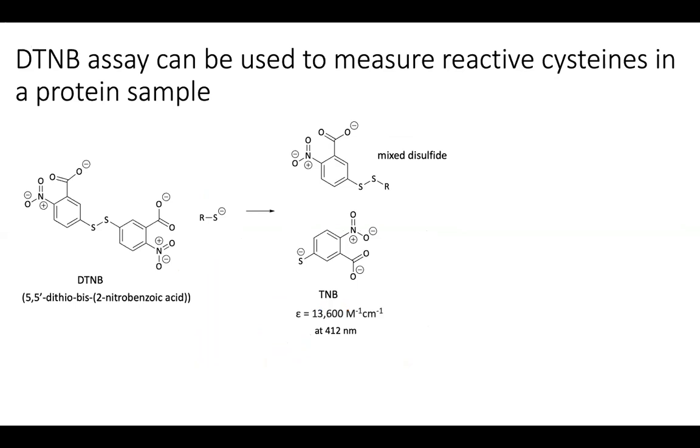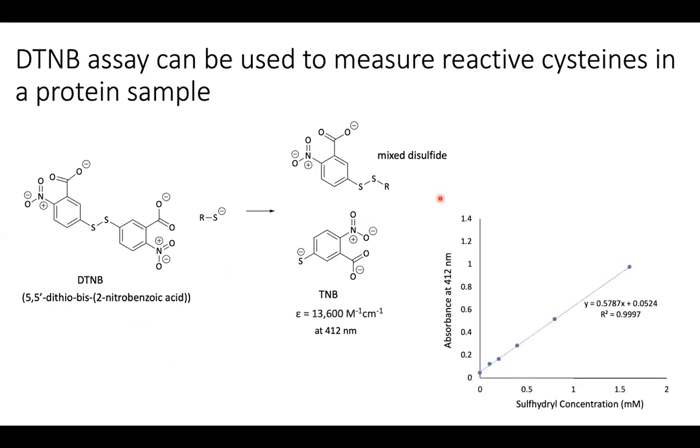condition. This assay can be used to measure reactive cysteine residues in a protein sample, which would include the tethering cysteine that is used to tether the monophore to the protein. So how this reaction works is first you incubate your protein with the reagent DTNB, and if you have reactive cysteine residues in your protein, it will undergo a simple disulfide exchange, thus forming this mixed disulfide product, and also TNB, which has a high molar absorptivity at 412 nanometers.